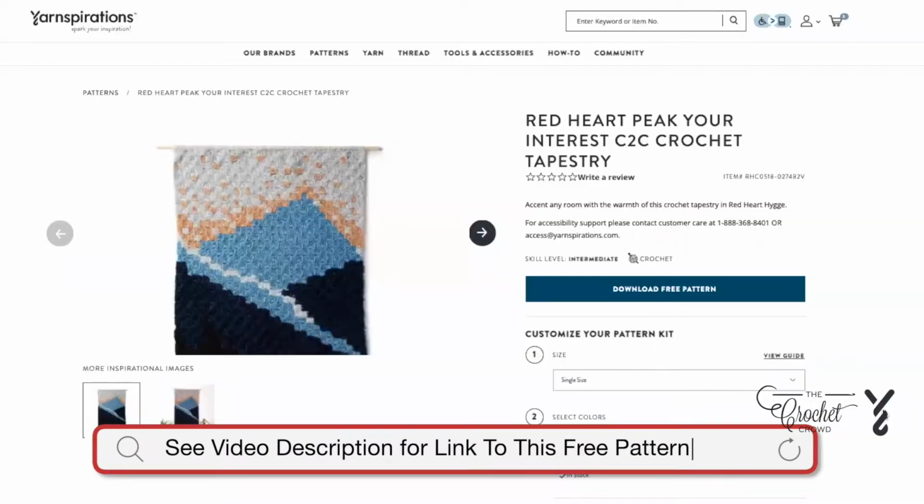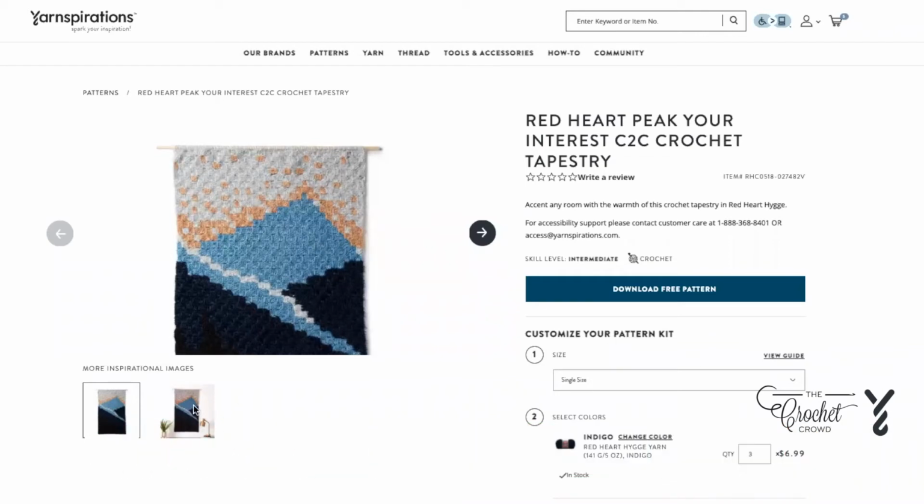Here we have the Red Heart Pique Your Interest C2C tapestry. This is a wall hanging that's hanging down from a wall, and when you look at it, it's something maybe for the office or something for your living room or a living space that you particularly enjoy having that around. So it's a neat idea. It's a little bit of a mountains. It's kind of just fun, kind of just artistic.